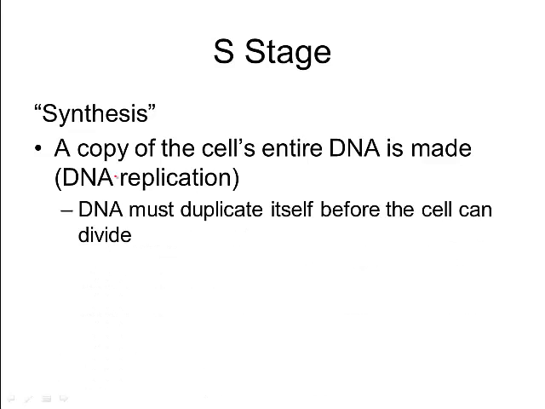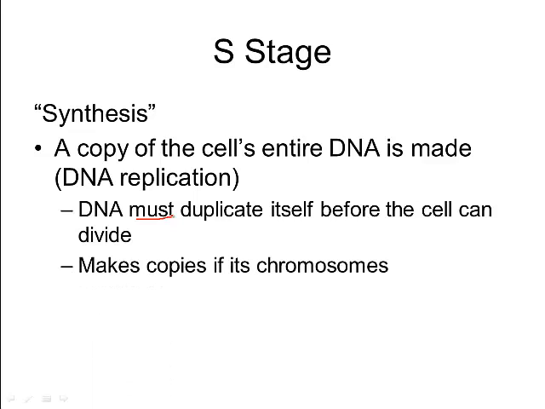Okay, so if a cell does not duplicate its DNA before division, then it's not going to divide correctly. So this step must happen. DNA has to be copied before the cell can divide. Okay. The way it does this is it makes copies of its chromosomes. So you're going to make all of your chromosomes.